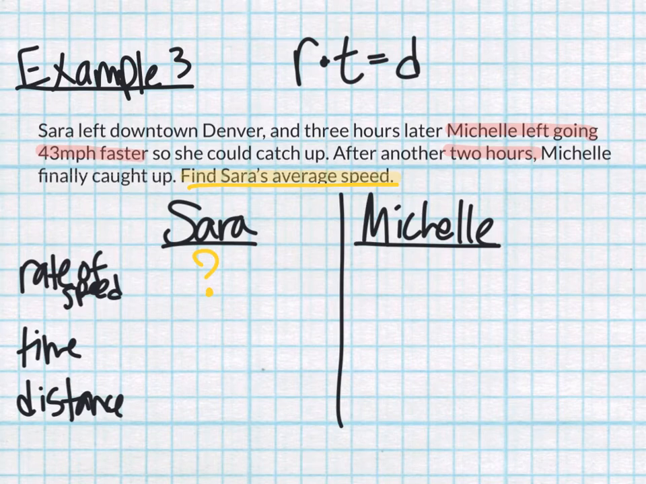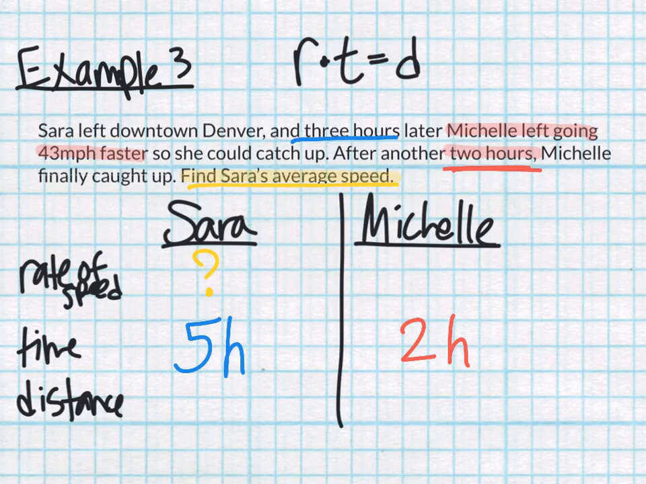So let's think about it. Sarah leaves downtown Denver. 3 hours later, Michelle leaves, and then 2 more hours later, she finally gets there. How many hours was Michelle driving? Michelle was driving for just 2 hours because she left, drove for 2 hours, and finally catches up. How long was Sarah driving? She drives for 3 hours before Michelle leaves and drives for 2 hours. So Sarah's driving for a total of 5 hours. The distance in each of these is the same. We don't know what it is.